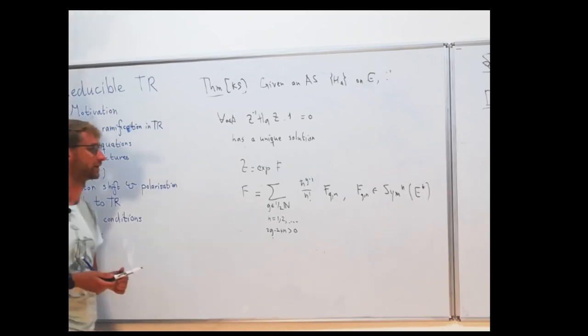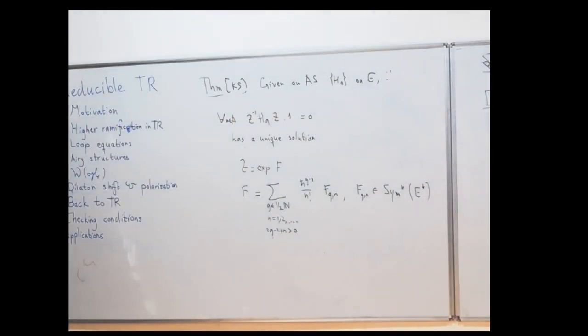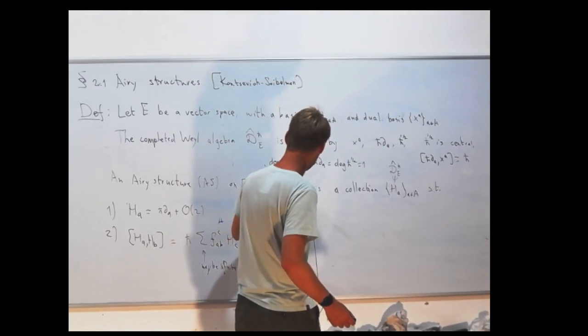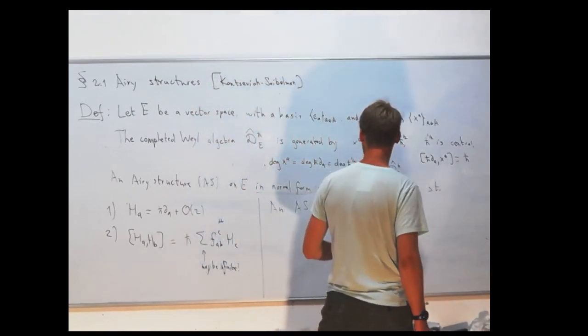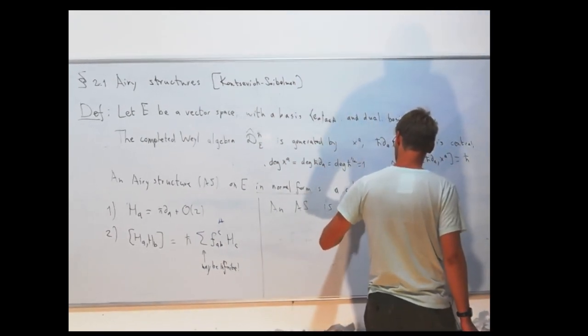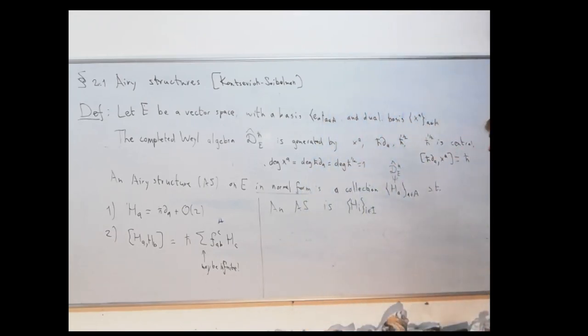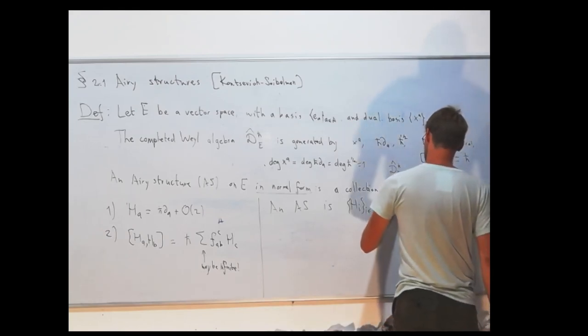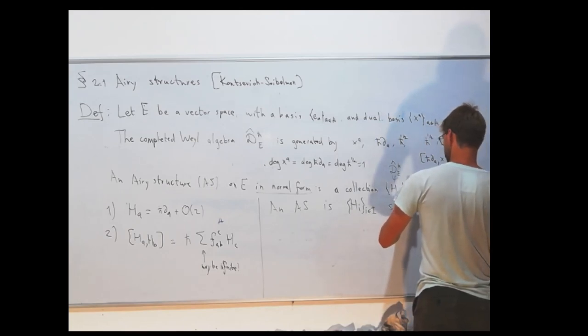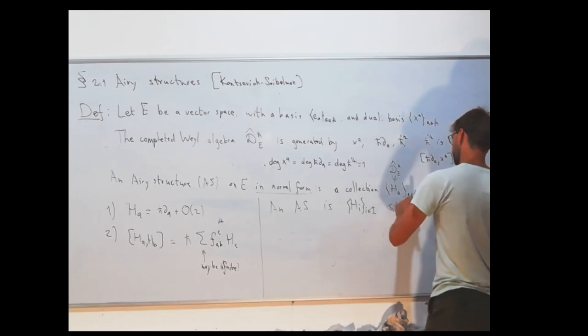I should probably, yeah, this is a good question, which is, what does this mean? So maybe let's add that. So an array structure which is not necessarily in normal form is some collection of operators with a different index set, such that there exists an invertible matrix to make it into normal form.